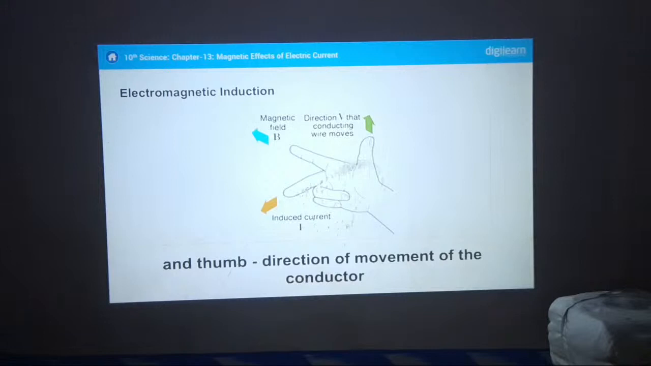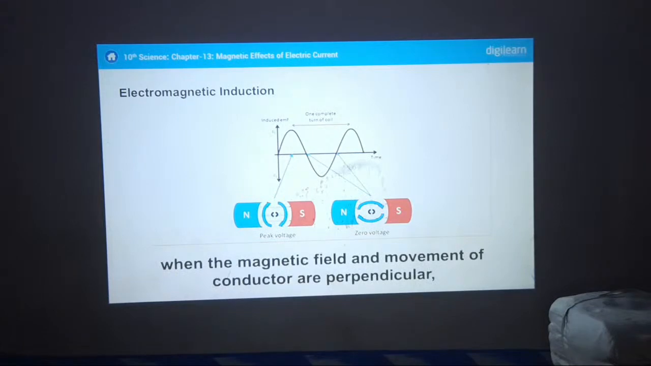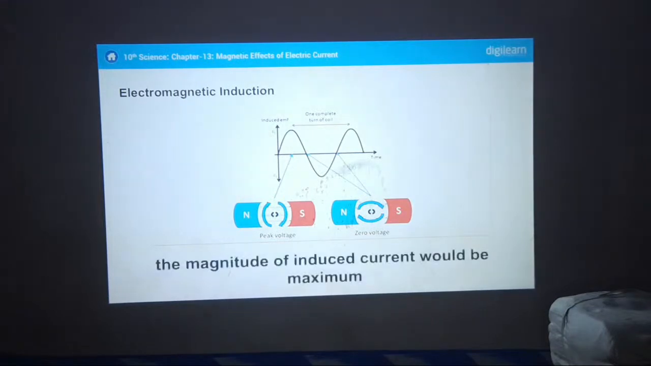The index finger shows the direction of magnetic field, and the middle finger shows the direction of induced current in the conductor. The directions of movement of conductor, magnetic field, and induced current can be compared to three mutually perpendicular axes, that is, x, y, and z axes. The mutually perpendicular directions also point to an important fact: when the magnetic field and movement of conductor are perpendicular, the magnitude of induced current will be maximum. Electromagnetic induction is used in the conversion of kinetic energy into electrical energy.